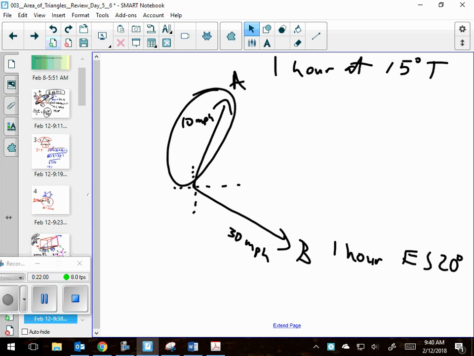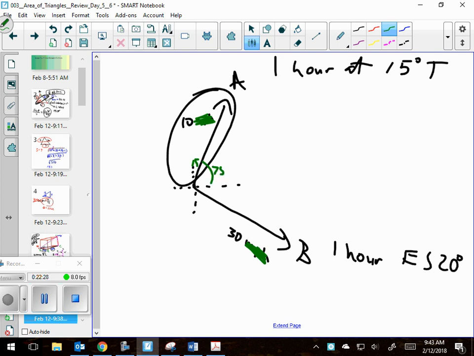There's more than one way to do this, to figure out how far apart the boats are. I'll pause and give that a try. Okay, so by saying it was 1 hour, it really cleaned it up a lot, because that was 10 and that was 30. But it'd be really handy to know what all these angles are around this. So if this is 15 right here, then I can use math to figure out what that is.